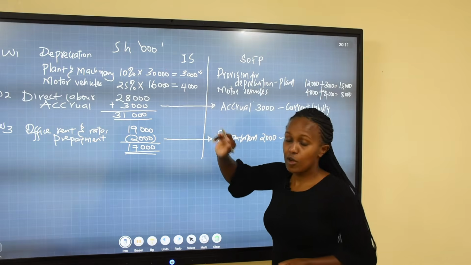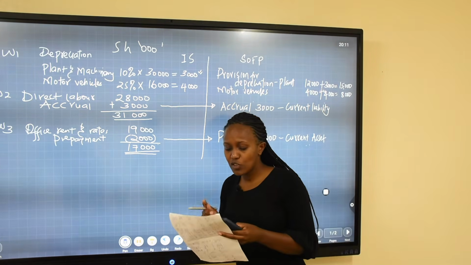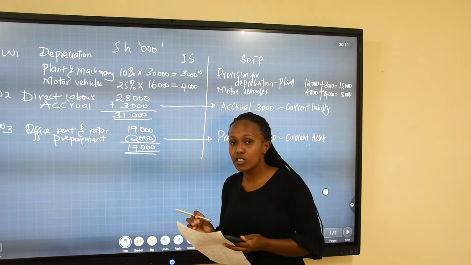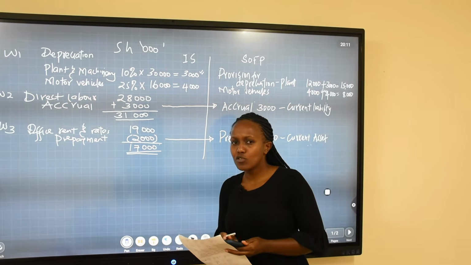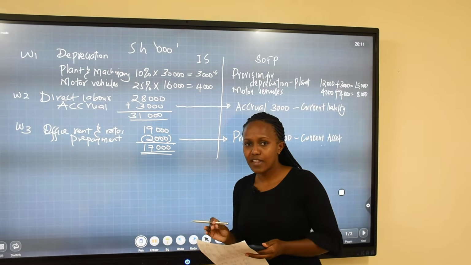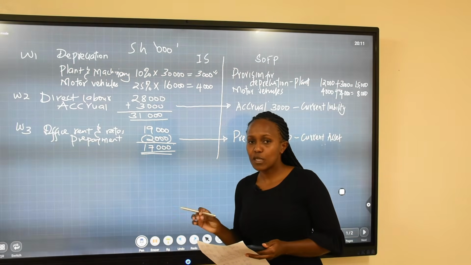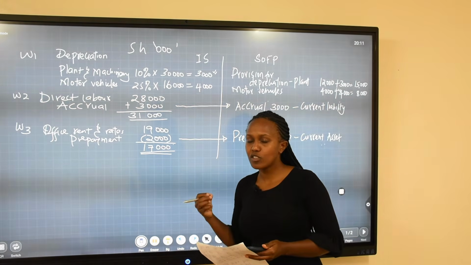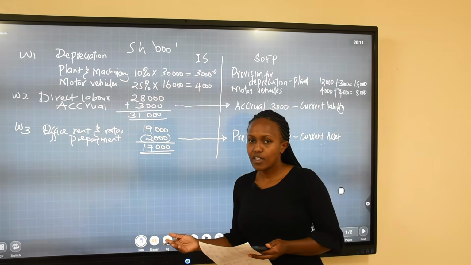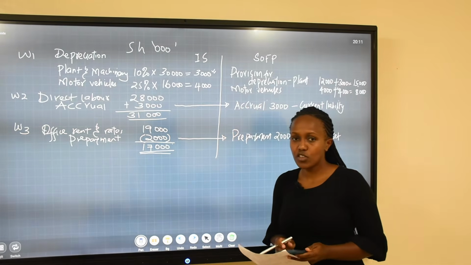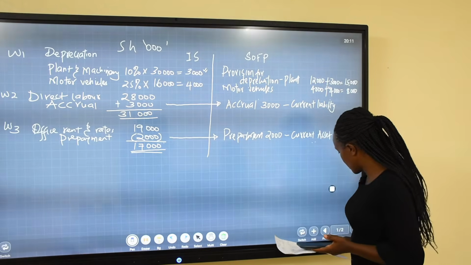Now maybe you're asking yourself, what about the depreciation of motor vehicles? If you read through the question, it clearly states that the motor vehicles are used in sales delivery. Meaning, motor vehicles are not used in any association with production, rather they are used when selling the products to the external customers. So therefore the depreciation on motor vehicles, we are going to take it to the normal trading profit and loss account as an expense. So it is not used in association with production. That is why it is not a factory overhead.